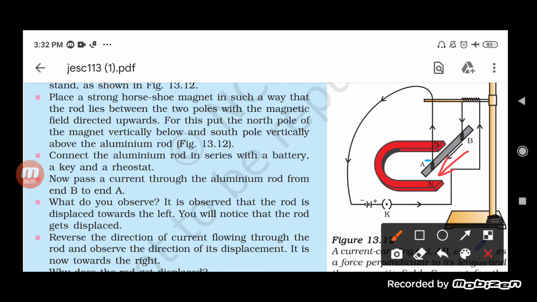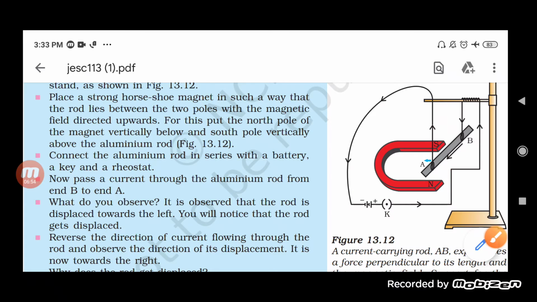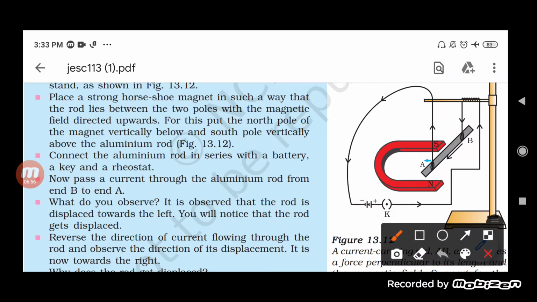Now, again we will change the direction: we will reverse the current flowing through the rod, and then find out the direction of the displacement. Suppose we change the battery, so this will be the positive and this will be the negative. The current will start flowing from here, and when the current changes its direction, the rod will move towards the right side. The displacement will be at the right side.